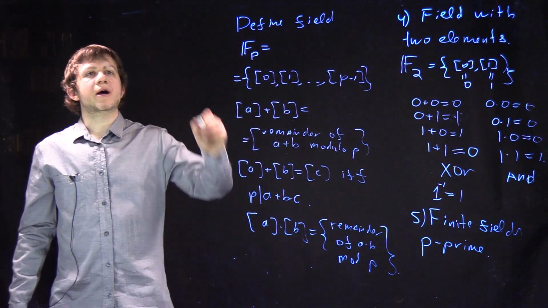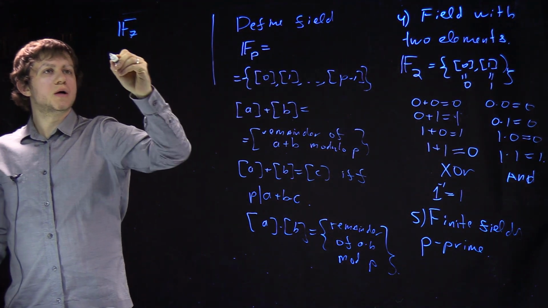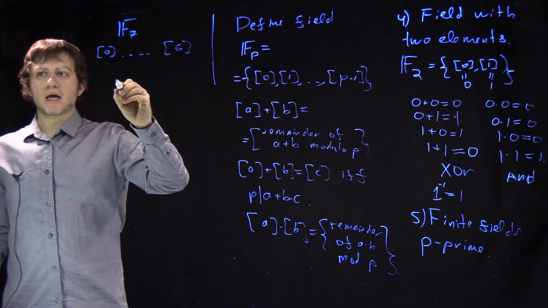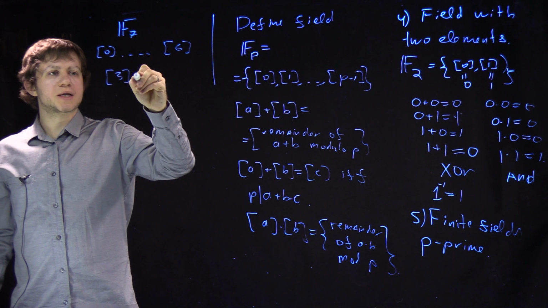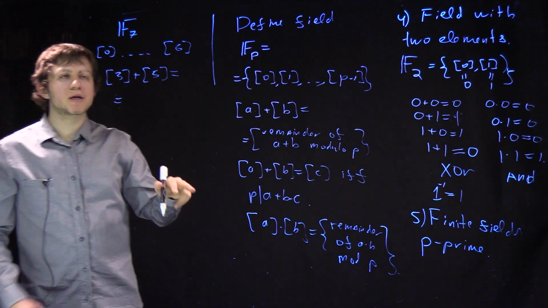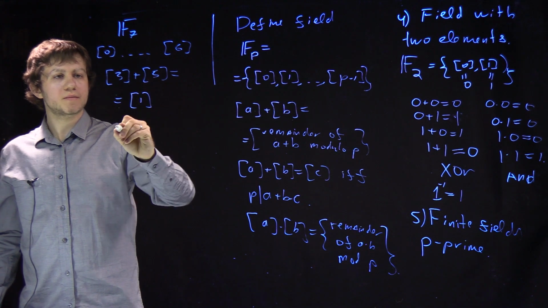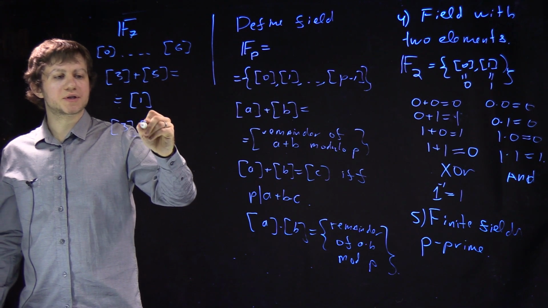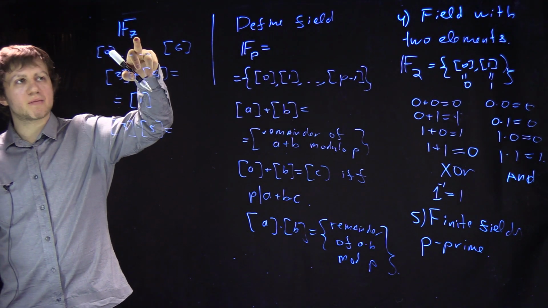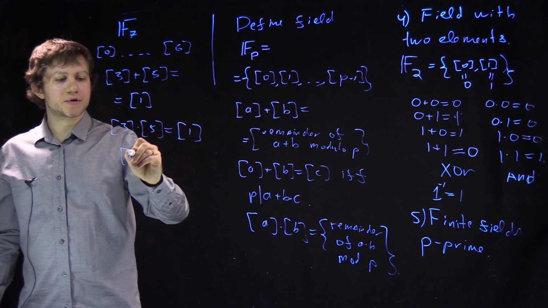Okay, so let's practice a little bit. So what the arithmetic in F7 looks like. So it has 7 elements, 0 up to 6. And we can add them. For instance, 3 plus 5 is 8, and when we subtract 7, we get 1. And 3 times 5, for instance, is 15, and when we take the remainder when you divide by 7, you get 1. So in particular, 3 inverse equals to 5.